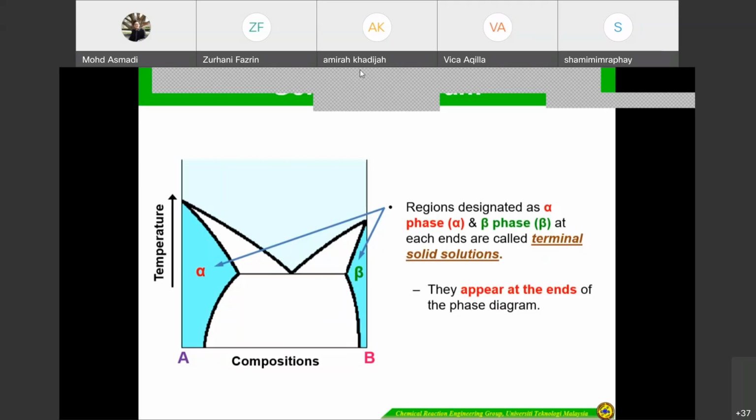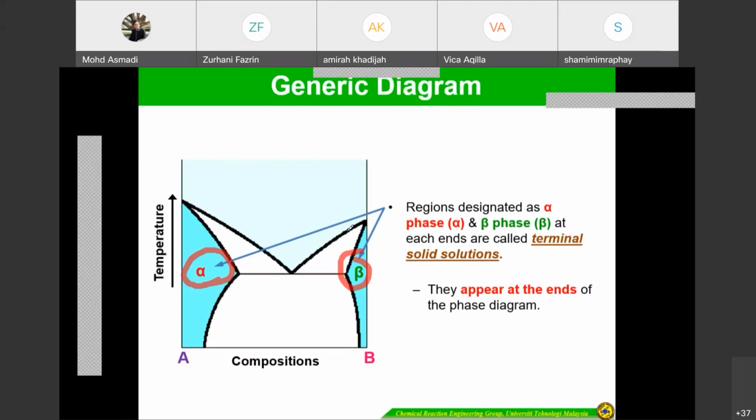The regions designated as alpha phase and beta phase, as they are at the ends, we call a terminal solution. Here, at the end, rich with alpha and beta. This one is for the solid. And then we have the solidus. This one is the liquidus, because this one is liquid, right? This one is solidus, and this one is also solidus, because beta is solid, so until this line.